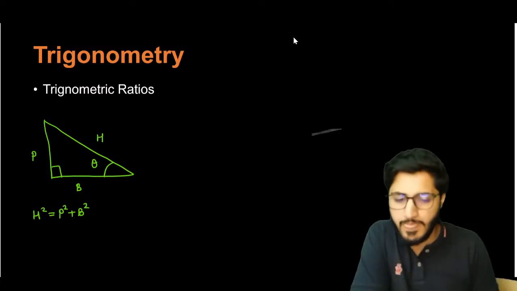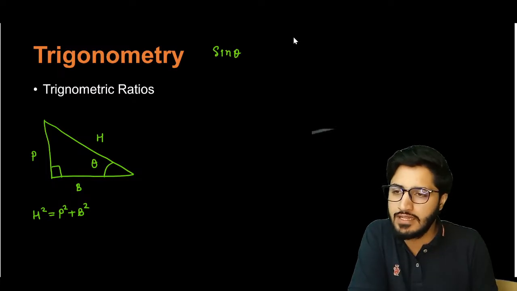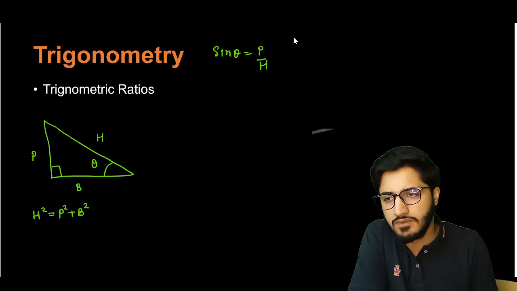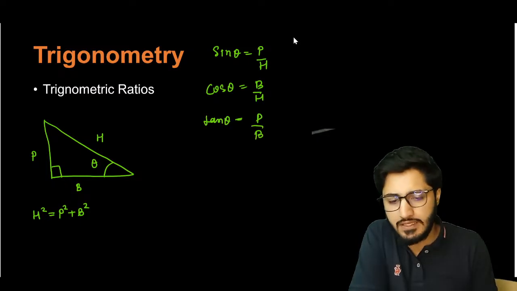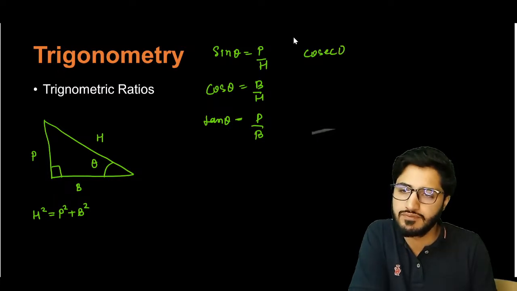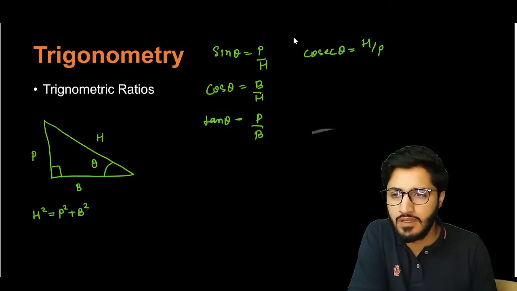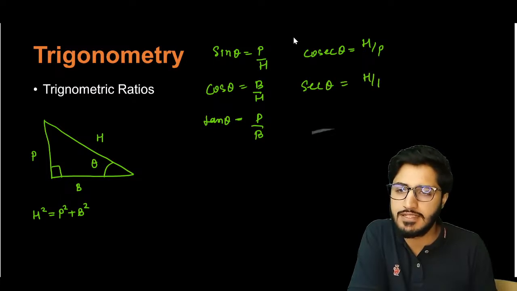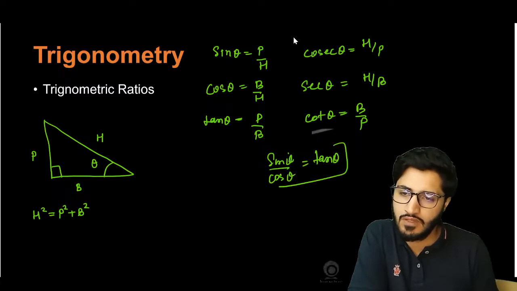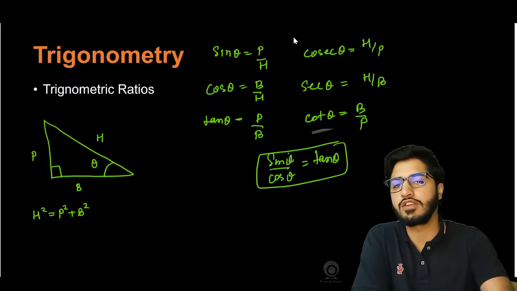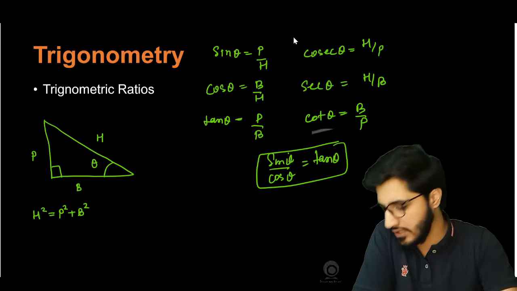What are those ratios? Those are sine theta, P by H. Cos theta, B by H. Now we are having tan theta, P by B. We are having cosec theta, H by P. Sec theta, H by B. And cot theta, B by P. Also you can write sine theta by cos theta, it is tan theta. Okay, these are the trigonometric ratios that you will just apply in your upcoming numericals.